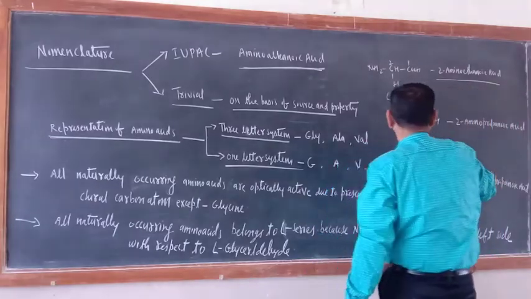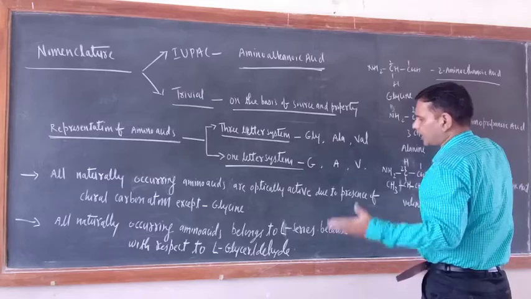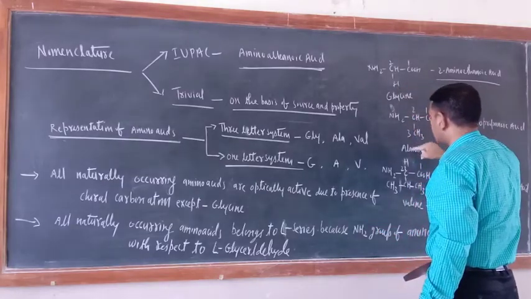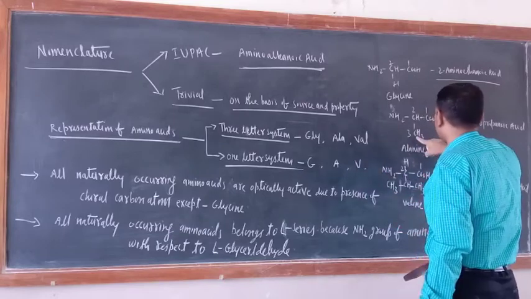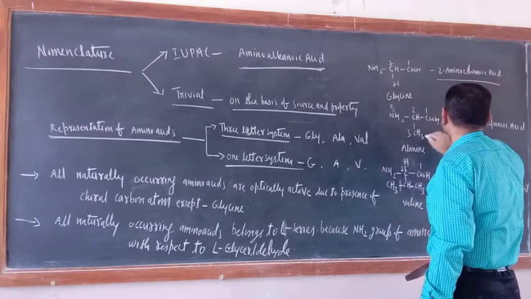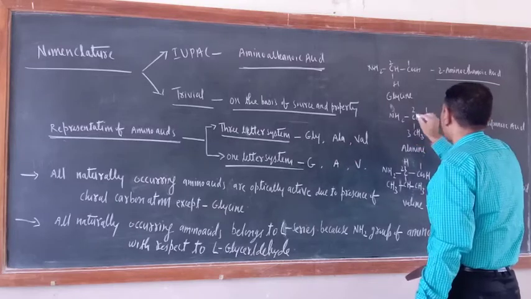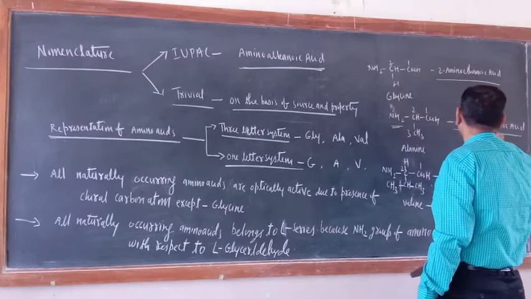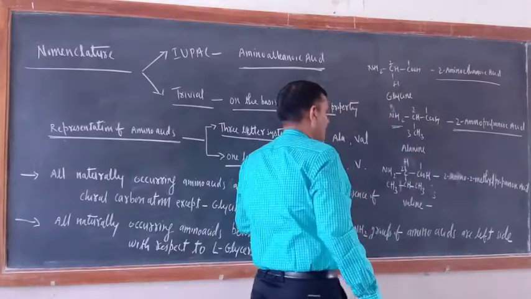Okay, next one is alanine. So 1, 2. I already told you that in glycine H is there, and in other places an alkyl group, that is, an R group is there. So in alanine, CH3 is there. So 1, 2, 3. At the 2 number carbon, the NH2 group is there. So 2-aminopropanoic acid. Okay, 2-aminopropanoic acid.